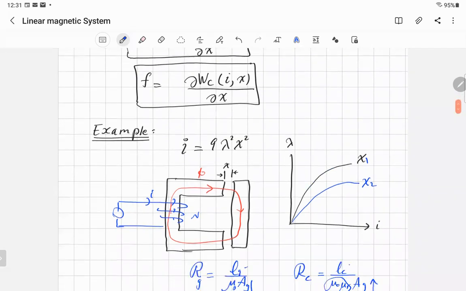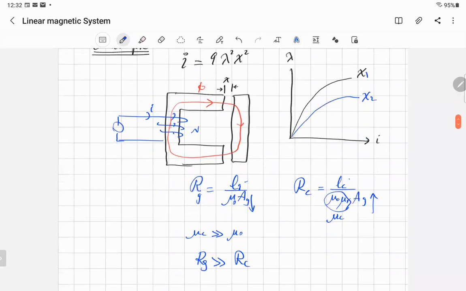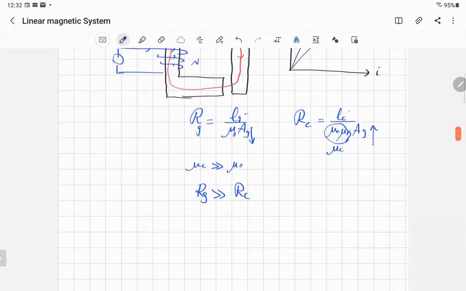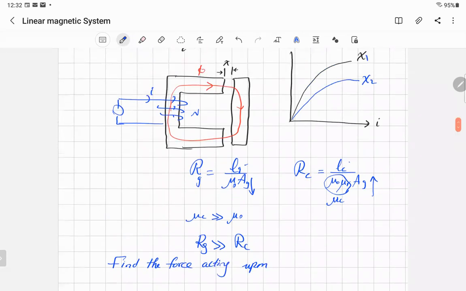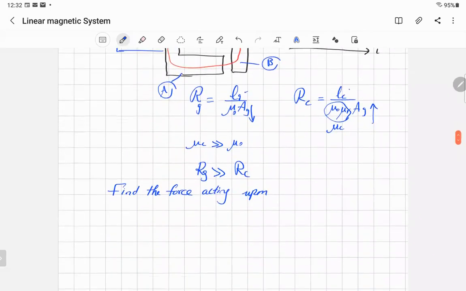All right. Well, let's now go to this problem. The current is proportional to what? The flux and the displacement x. Now we understand why. We need to find the force acting upon, let's say that's member A and that's member B, acting upon member B.